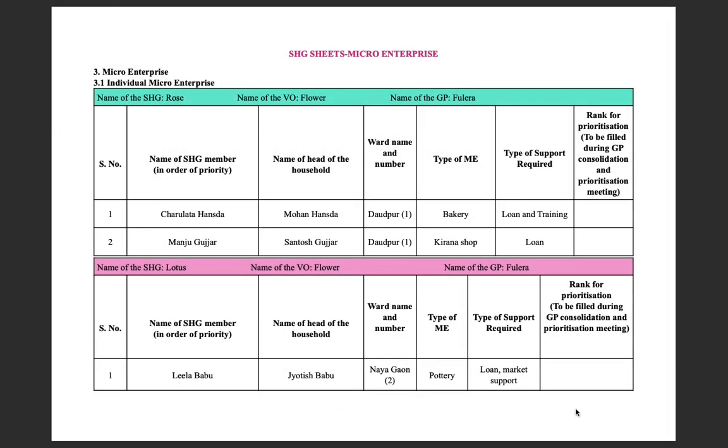Now I will teach you how to do the VO summary sheet for micro enterprise. Under micro enterprise, again in Rose SHG we can say that individual micro enterprise, 2 members want to take up individual micro enterprise. The type of ME is bakery and kirana shop. The support required is loan, and training and loan. In Lotus SHG, only one person wants to take up individual micro enterprise. She wants to take up pottery, and the support required is loan or market support.